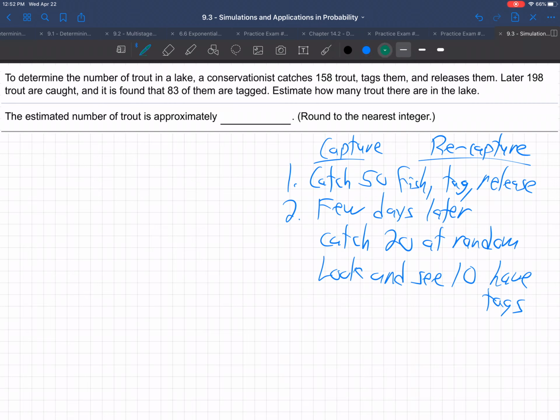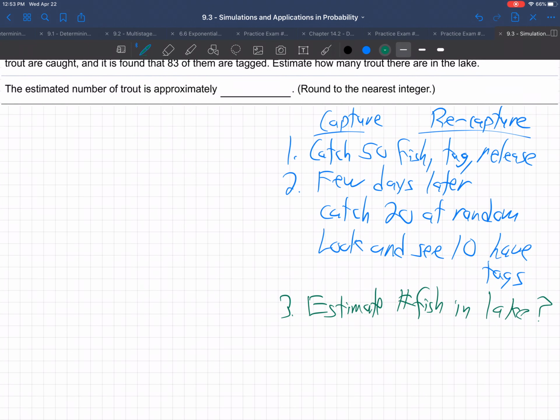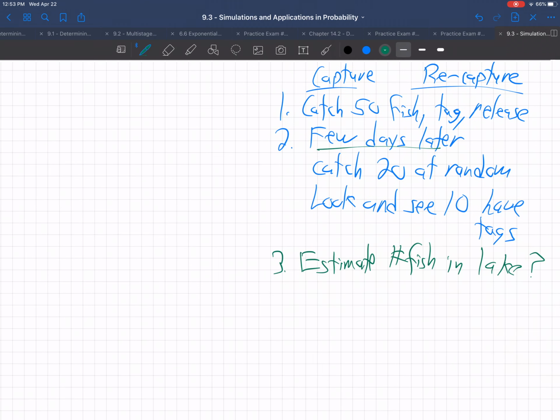So how many fish can you estimate now in the lake? I think you can by common sense here. Let me bring out your common sense if it's not already hitting you. This is the recapture right here, right? A few days later, you catch 20 and you see that 10 have tags. That's 10 out of 20. That's how many fish are tagged out of how many total fish you got in the recapture.